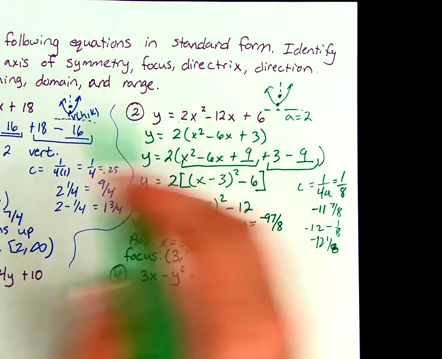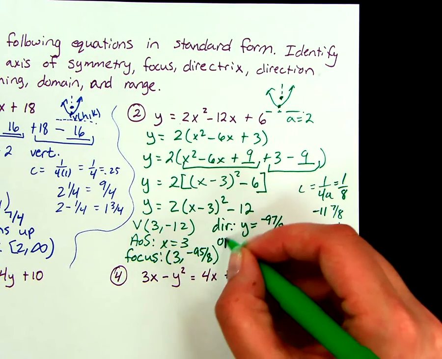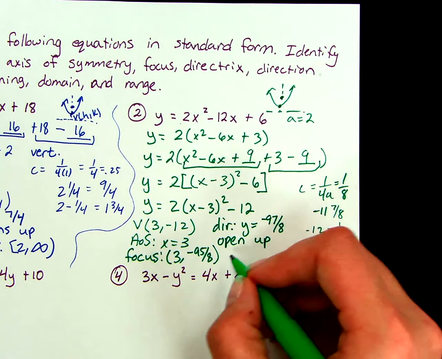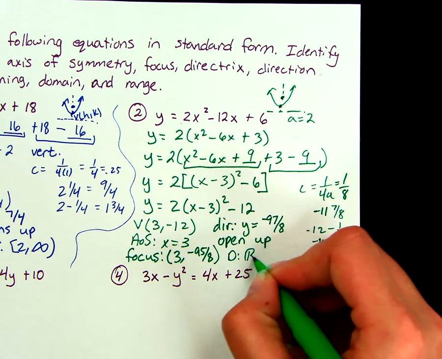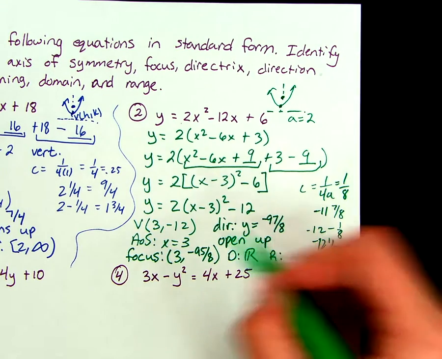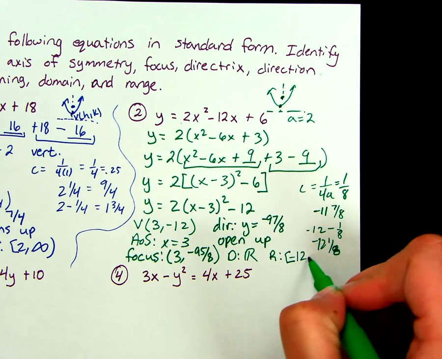Let's see, and the next thing, our opening, so we already know that it's going to open up. And then the domain is going to be all real numbers. And the range is going to go from negative 12 to positive infinity.